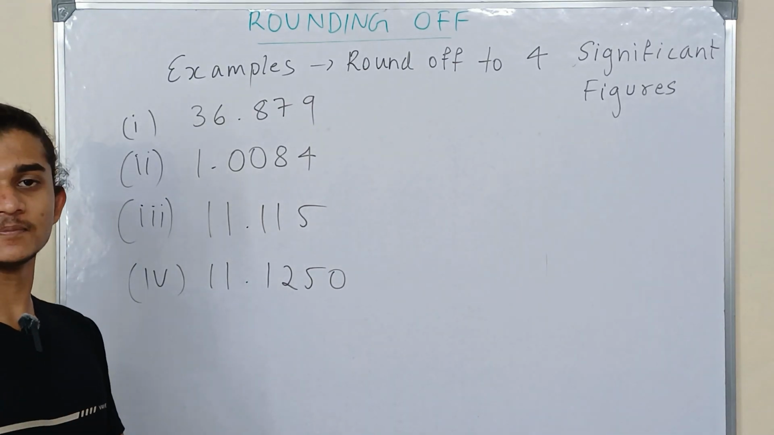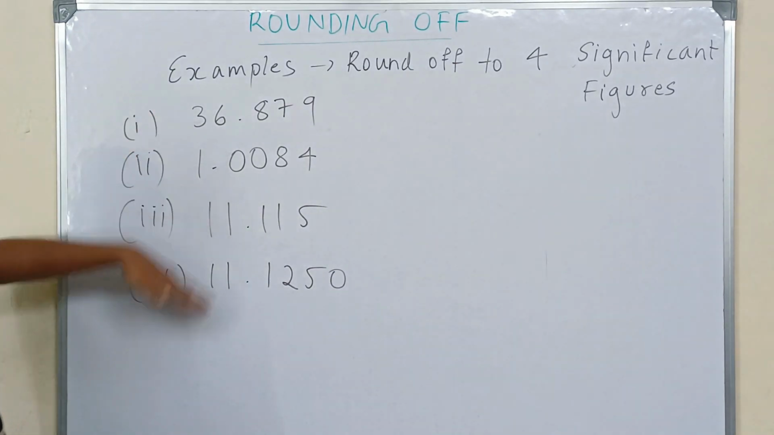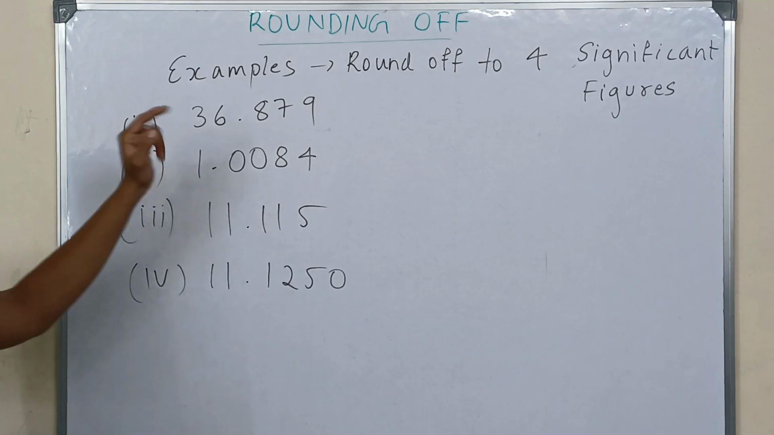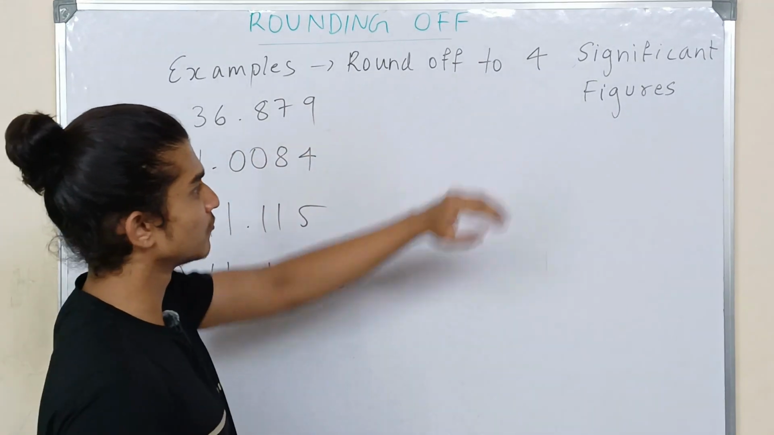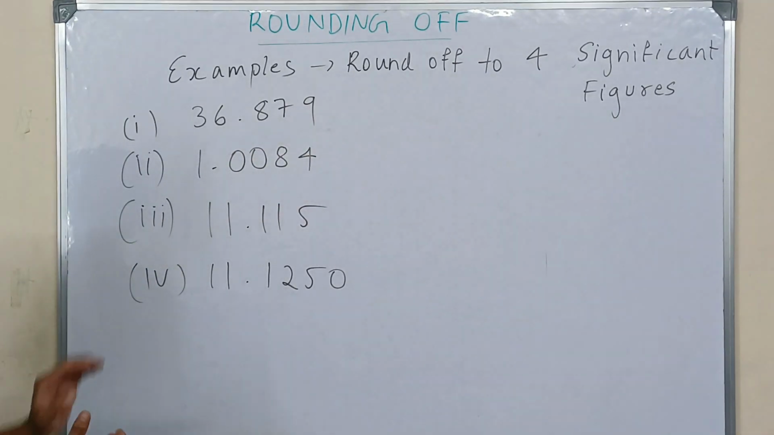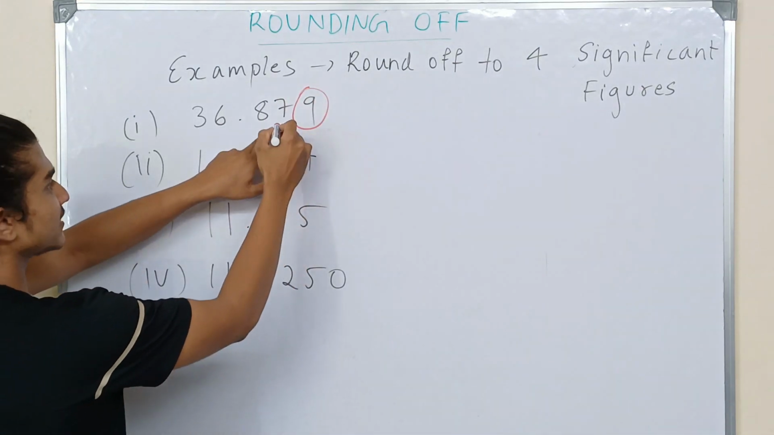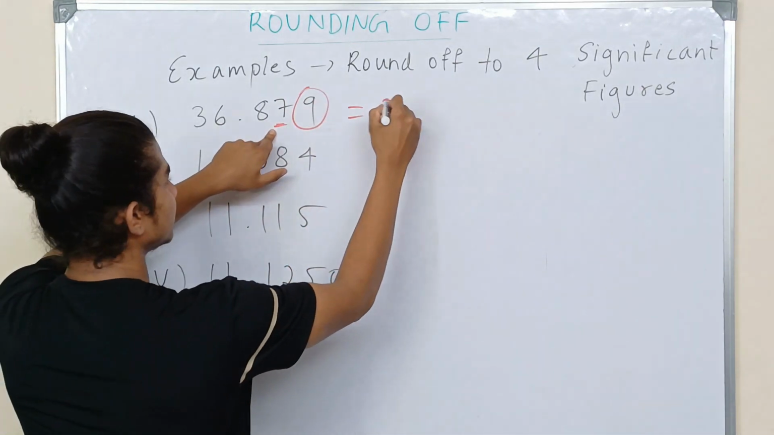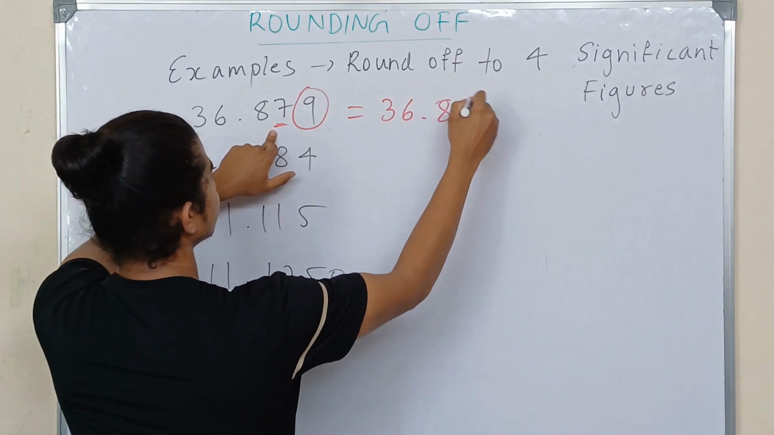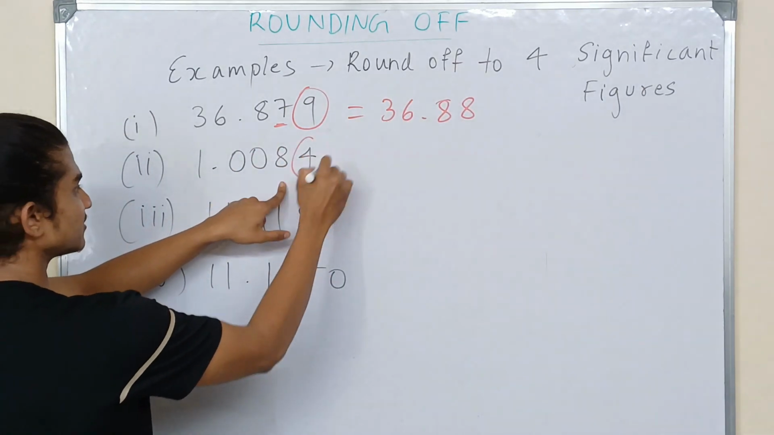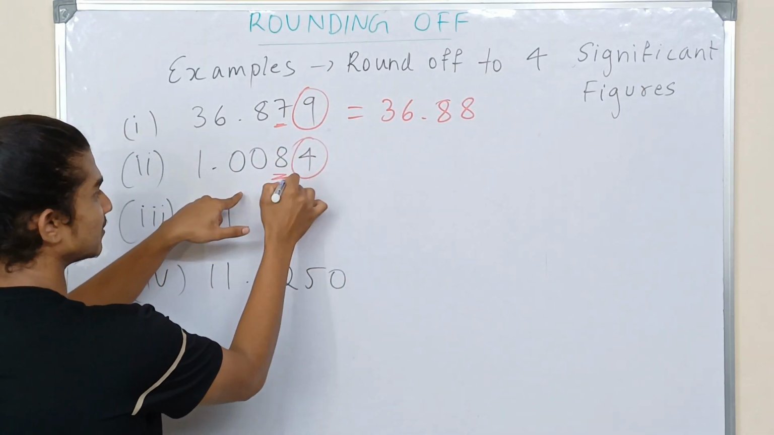Now let us see a few examples involved in them. So here are few examples. 4 examples I have written here. So the question is rounding off to 4 significant figures. So let us see the first one. So the first one is, the number is more than 5, so I can increase this number by 1. So the answer will be 38.88. Whereas in the second one, this number is less than 5, so I have to leave this number unchanged.